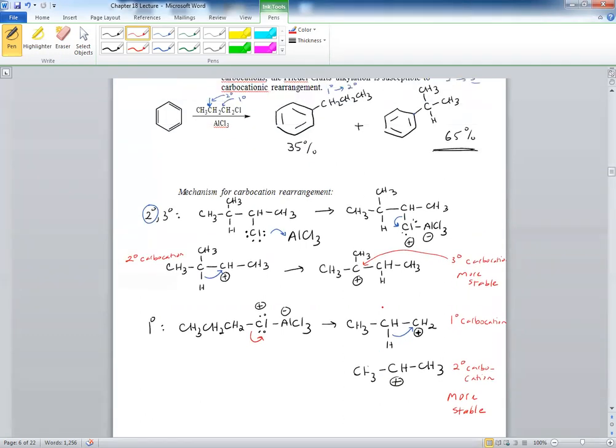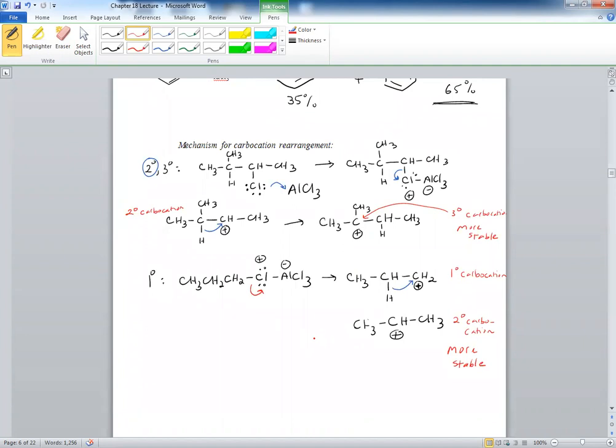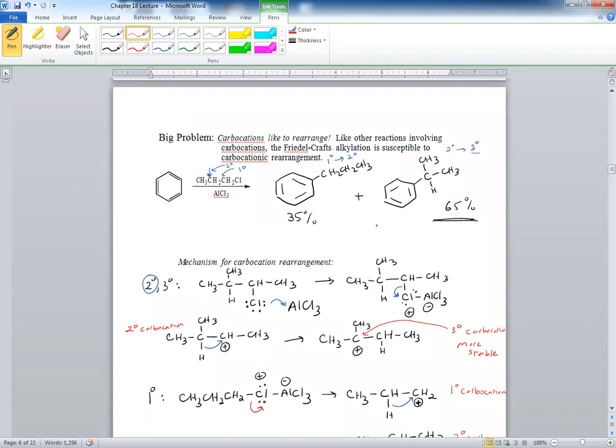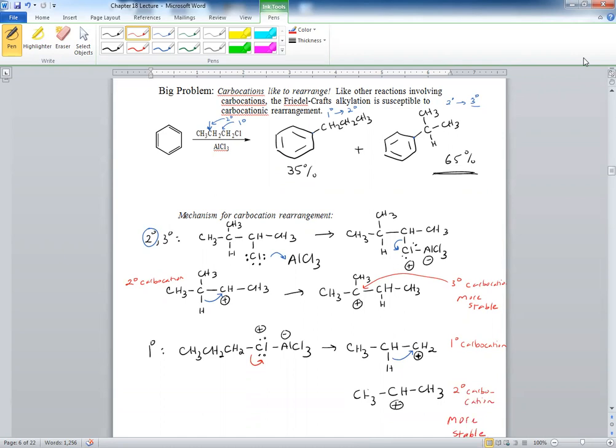So you go with a major product, unless when we get to synthesis, where we will only work toward forming only a primary alkyl group attached, of course, to the benzene. But if you try primary, it will make your secondary alkyl attached instead of the primary attached. So keep that in mind, and we will explore this more in class.